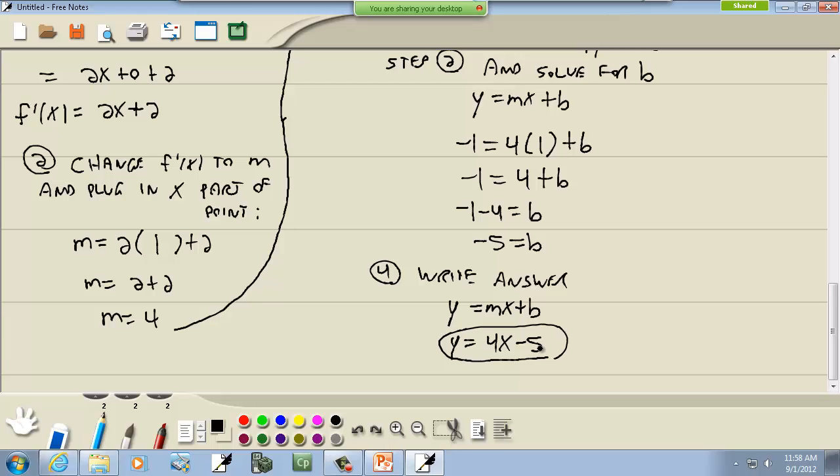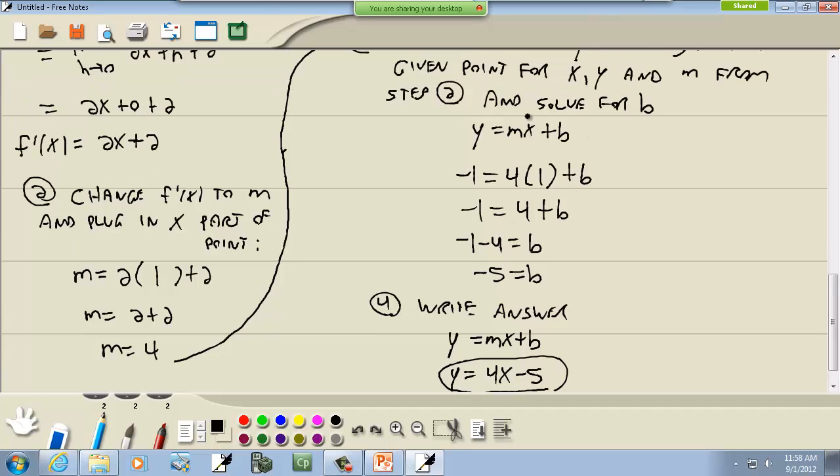Now, some of you may have learned a point-slope form, and that's fine if you want to use that, instead of doing the steps I did here, these last ones.